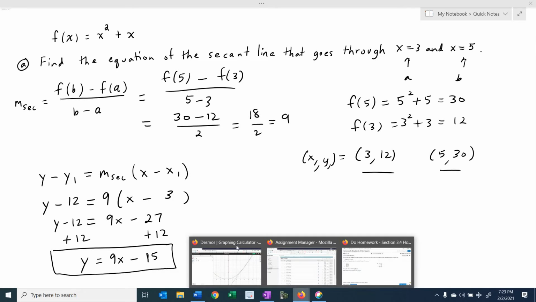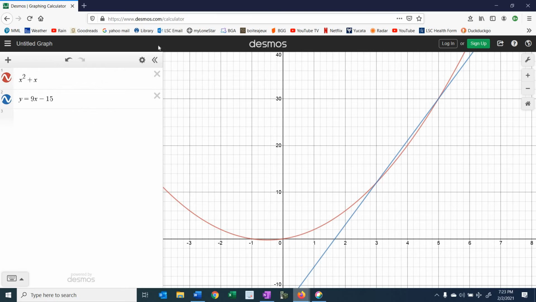Now, if you look at this graphically, you can go to Desmos.com and graph the equation of the original function, which is x squared plus x. That's this red parabola here. And then you can also graph the secant line, which is 9x minus 15, and that's this blue line right here. And notice that the blue line does go through the point x equals 3, comma 12, and the other point it has to go through is 5, comma 30. Okay, so that is the equation of the secant line that goes through those 2 points.